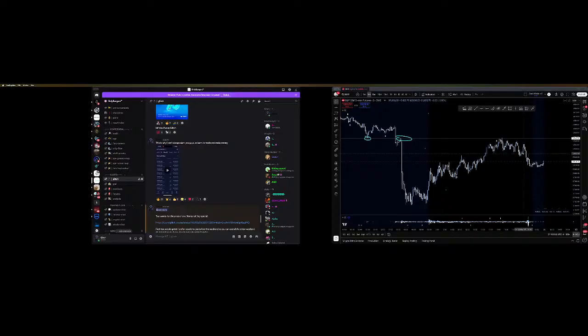But even on this pump right here, this last pump where you got these massive five blue candles, I even shorted this one right here. I was like, fuck it, I know it's going to go back down to 5,800, and I shorted that.